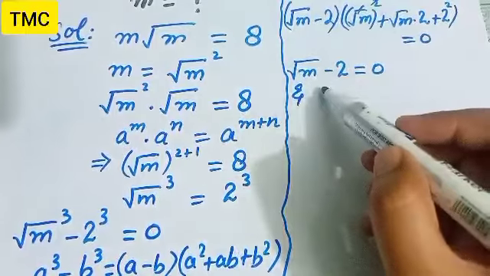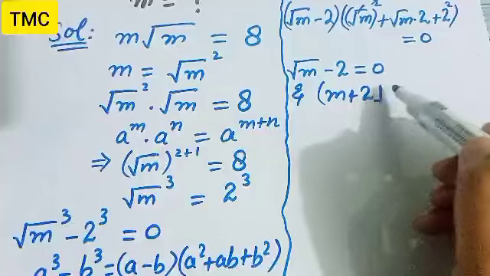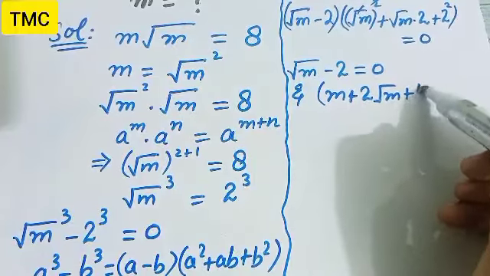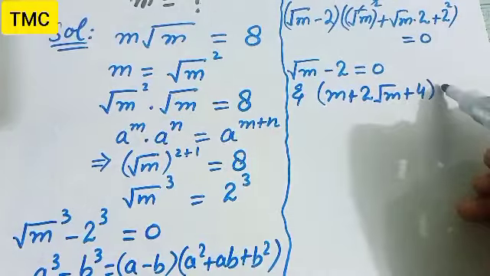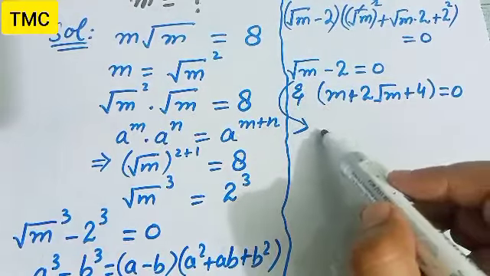square and square root cancel out. m plus 2 square root m and 2 square becomes 4 equals 0. Now we will solve both these factors to get the values of m.